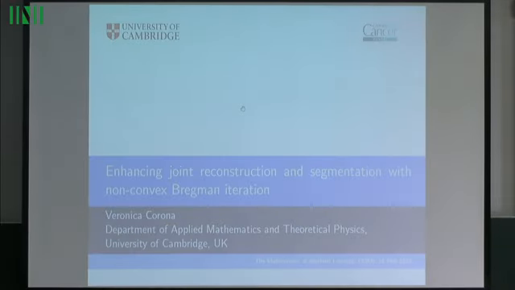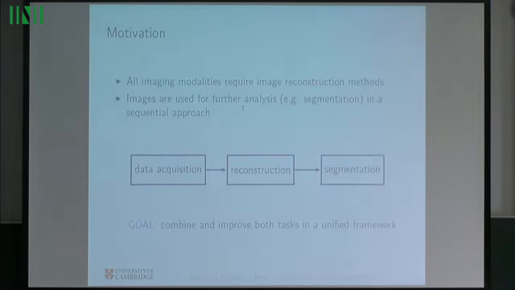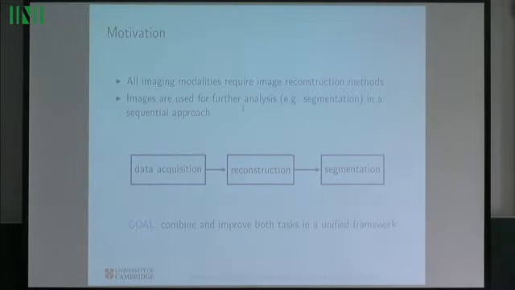Today I will present a joint model for reconstruction and segmentation using Bregman iteration. All imaging modalities such as MRI, PET, CT require an image reconstruction approach to produce the final image. In many practical applications, these images are then used to extract specific information such as boundaries of regions of interest. In this context, image segmentation methods are then applied a posteriori to the reconstructed image. In this talk, we will present a method that solves both tasks in a unified framework.